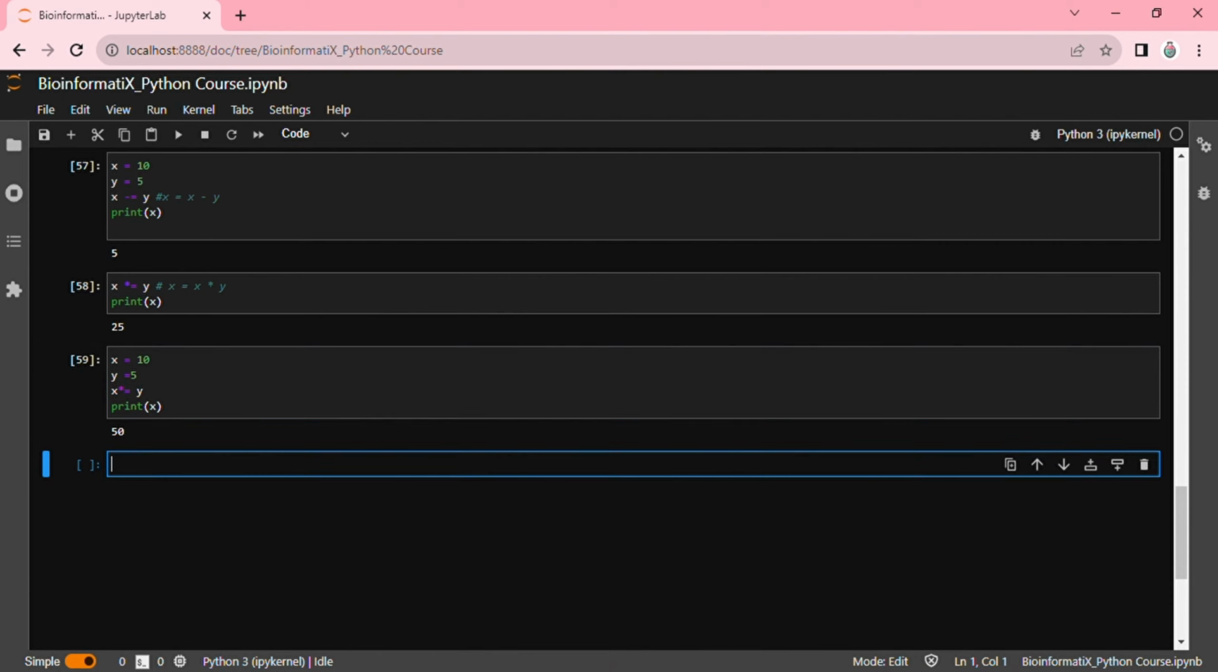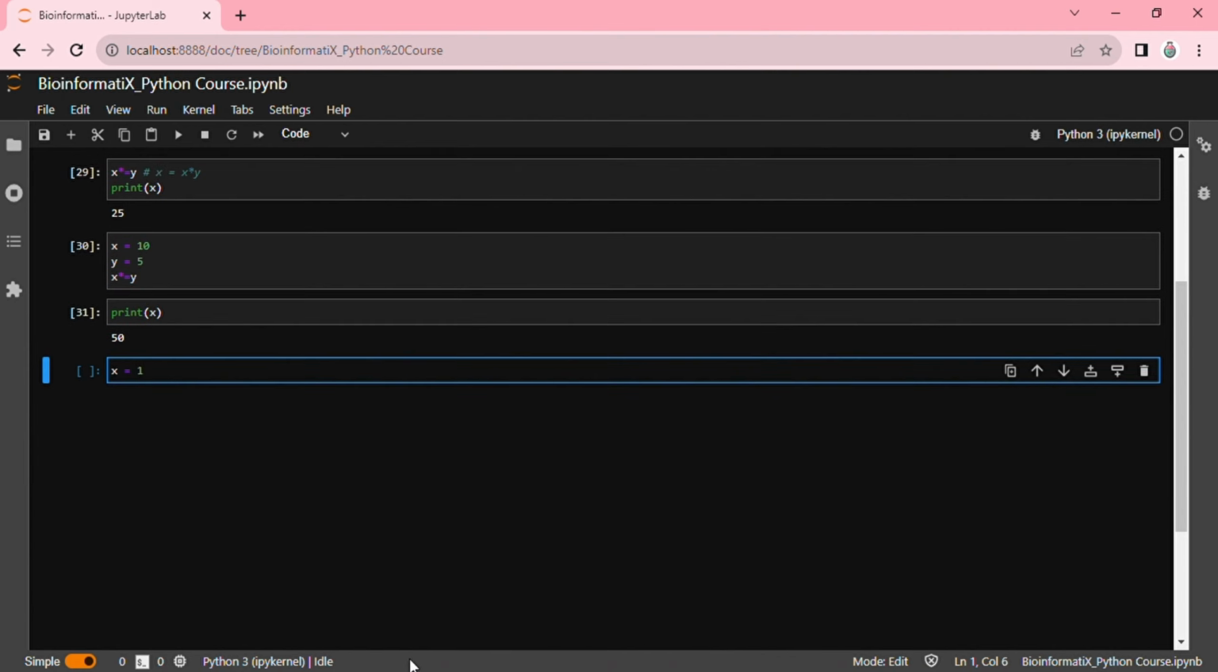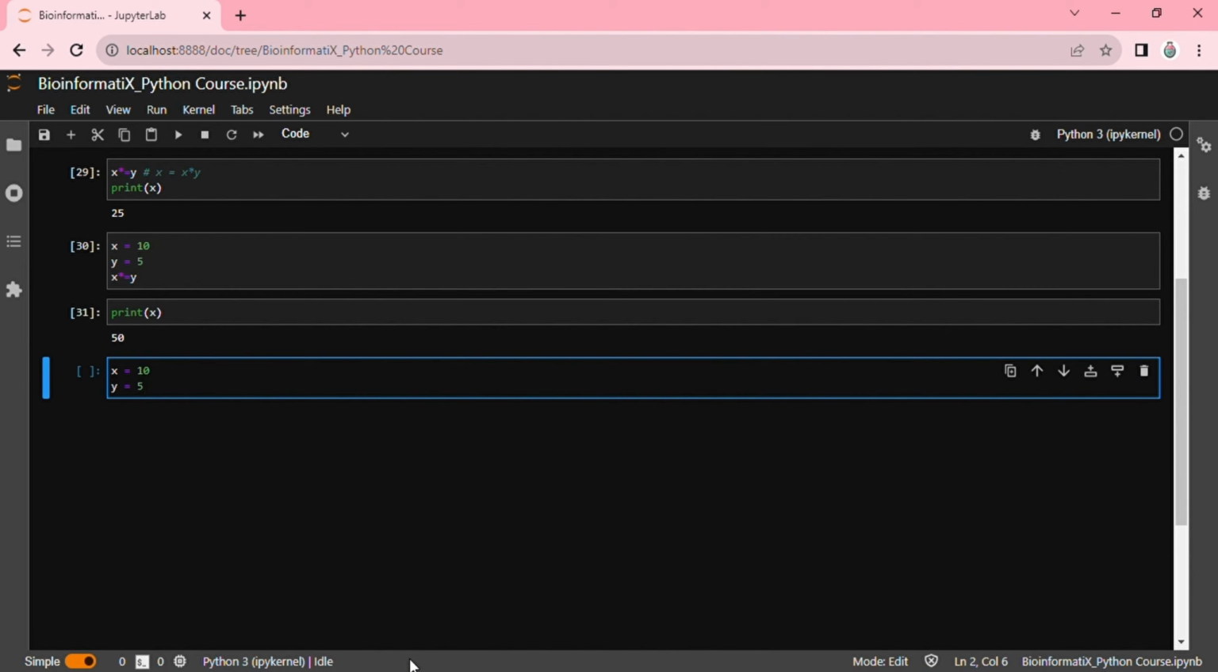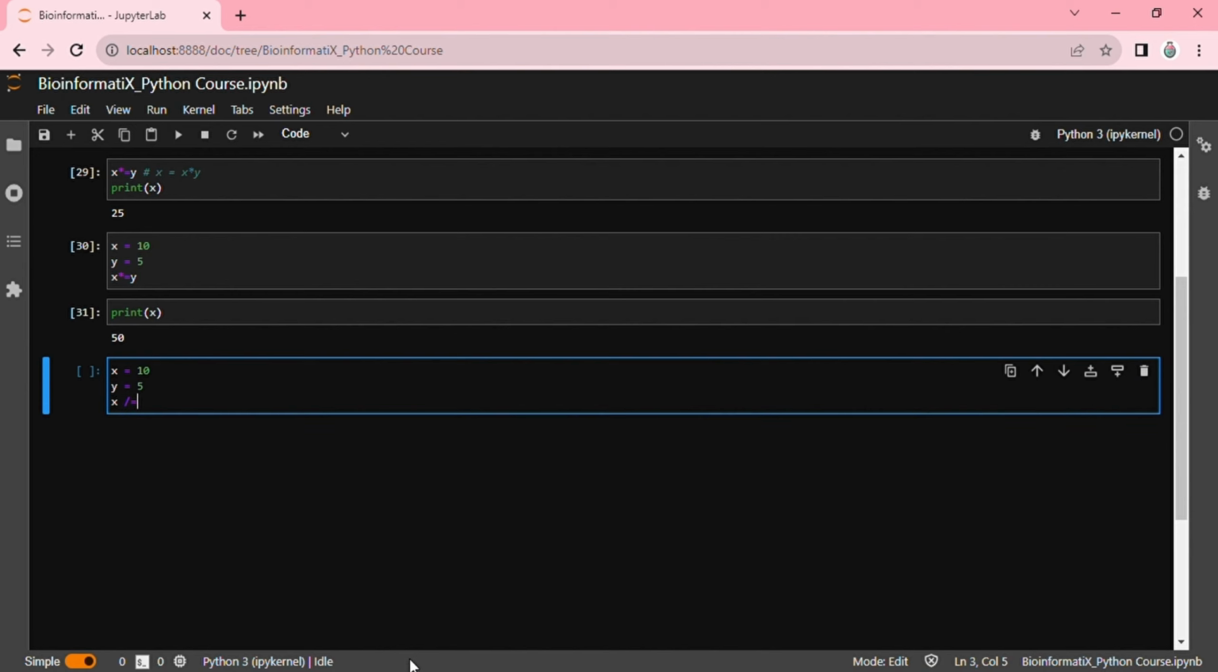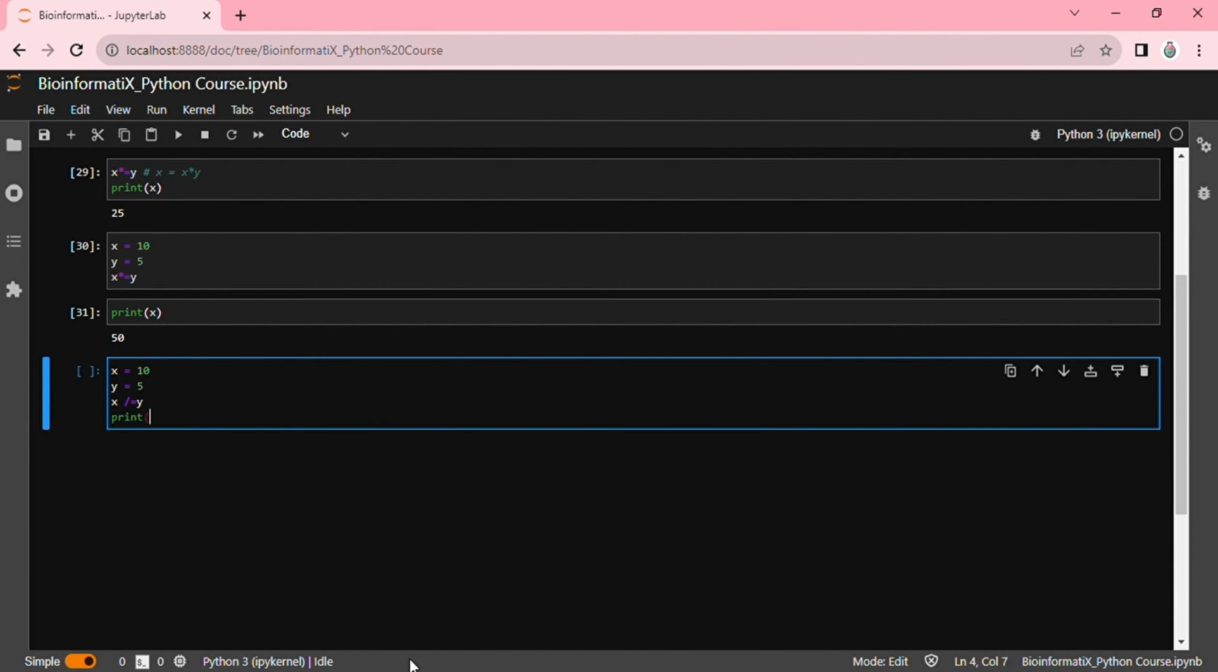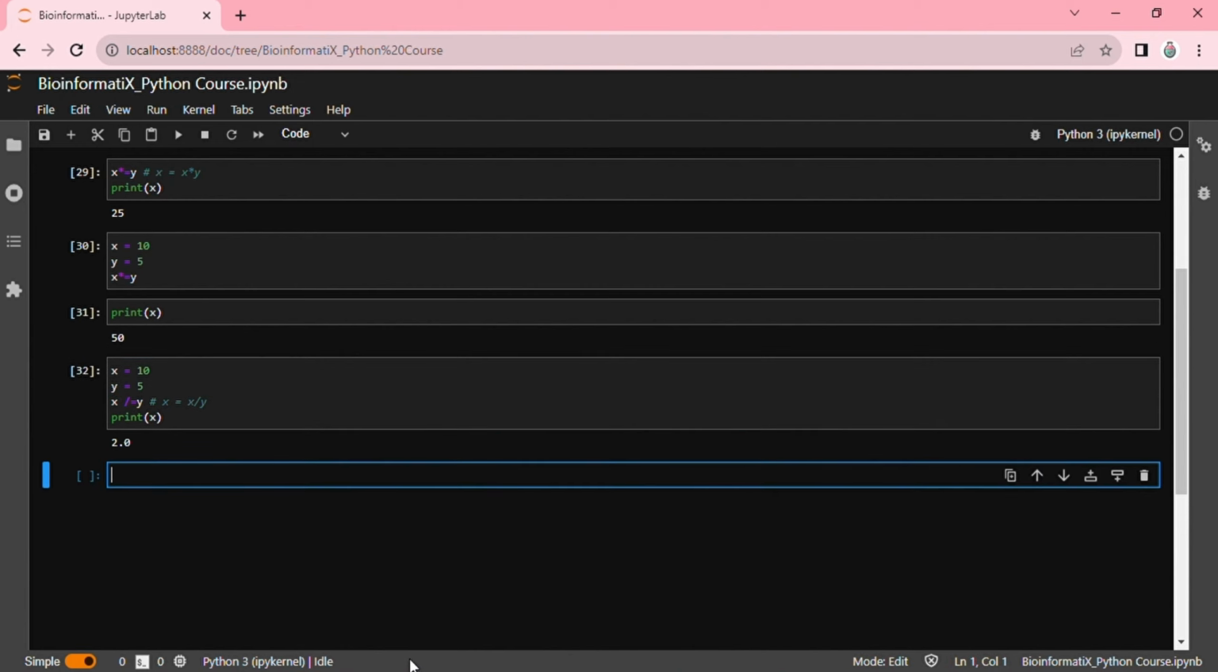Now let's go for the division example. When we say x equal 10 and y equal 5, x over equal y, and then print x. As we said, x equal 10 and y equal 5, so x over equal y means x equal x over y. And since x equal 10 and y equal 5, it means 10 over 5. So it gives us 2. As we said, it divides the current value of x by the value of y and assigns the result back to x.